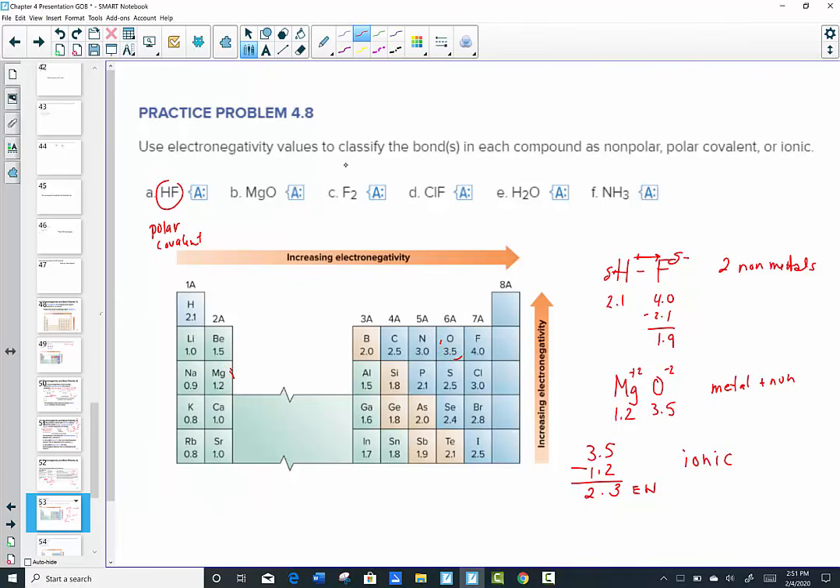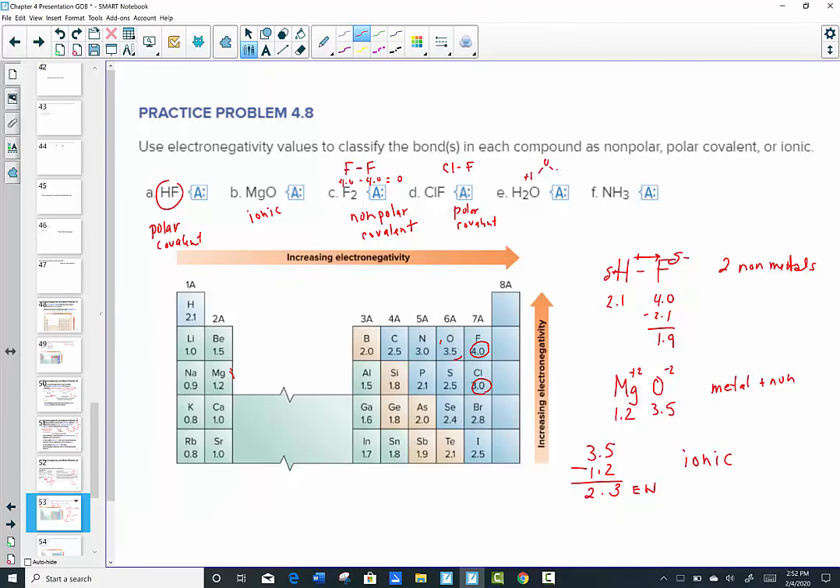Letter C, we have a fluorine bonded to itself. Clearly, electronegativity difference is going to be 0 when I subtract an element from itself. So this is a nonpolar covalent bond. ClF. When I'm bonding fluorine and chlorine, the electronegativity difference is 1. So this is also a polar covalent bond. Two nonmetals, polar covalent.